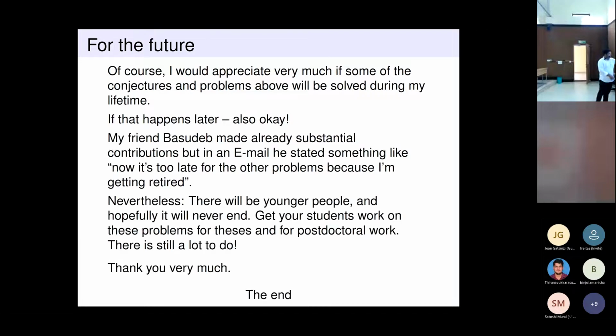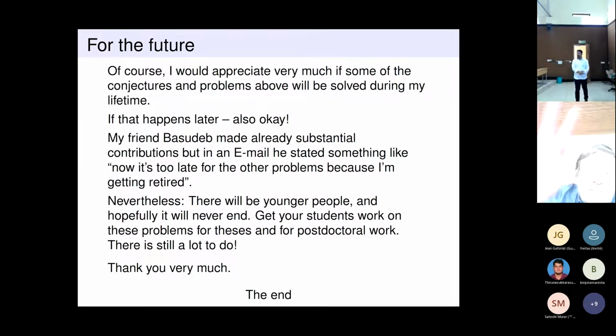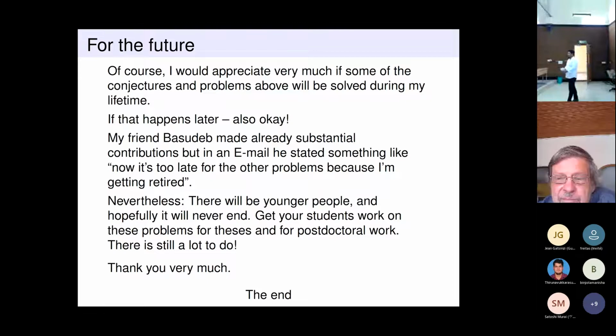Yeah, so we are done. Here is the letter from Kühnel. He said that he will be very happy if some of the conjectures are solved during his lifetime, and he also suggests that some of these problems will be good problems for juniors who will do their PhD. And that's all. Thank you.